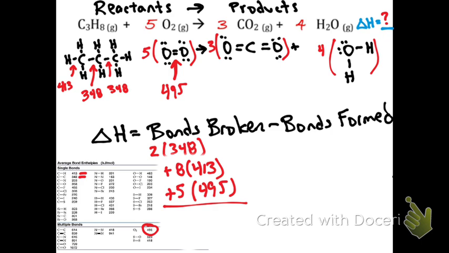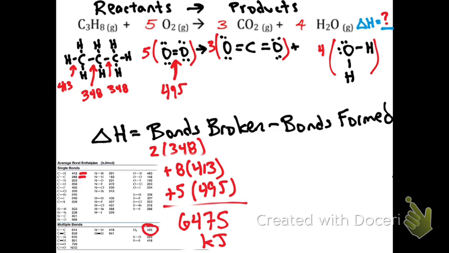And that adds up to 5956.87. I'll just keep all my digits. I don't know how I got that 0.87. Oh, typo there. Let me do that again. 2 times 348 plus 8 times 413 plus 5 times 495. 6475. That sounds better. All right, and those are kilojoules. That's positive from breaking all those bonds.